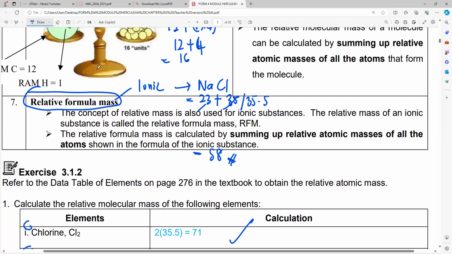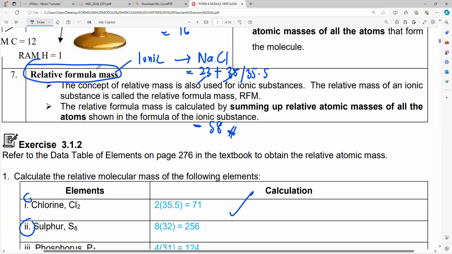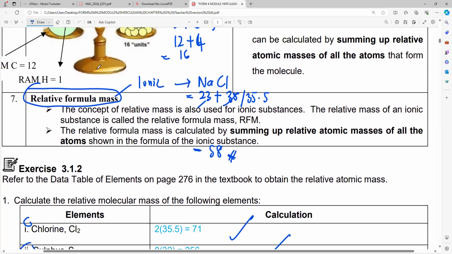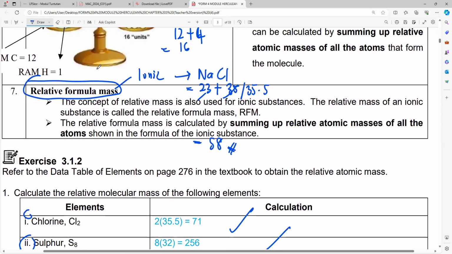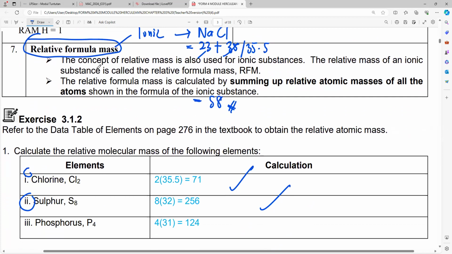Sulfur. What is the number? 256. Very good. All right. Now, if you did the rest, then good for you, but I didn't do the rest with you. But if you want to take down the answer, you can take down for phosphorus. It's actually 124. Okay, that is for phosphorus. Good. The ones that answered, yeah, well done.